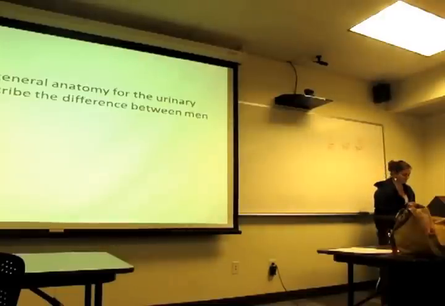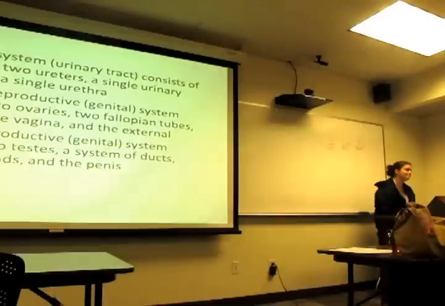Well, we've already talked about the fact that females have a much shorter urethra. So you have your kidneys, in both males and females, and then the urine travels down through, I can't remember what those tubes are called. Ureters? Okay. And yeah, sure, that all looks good.